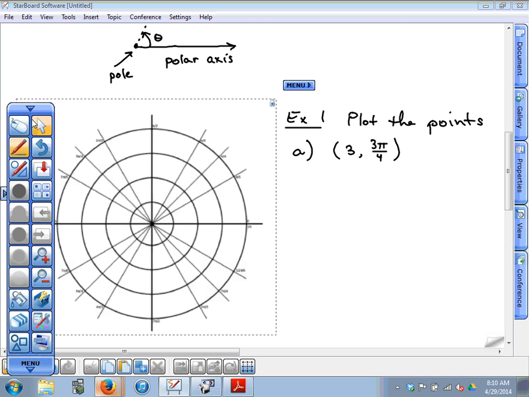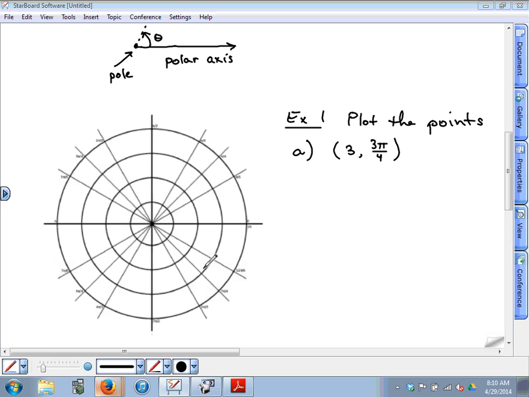And lock. Okay, so we're on the third circle out. Where is 3π/4? Alrighty. So this is the point A. The distance from this point to the pole is 3 units, and the angle measured from the polar axis to that segment connecting the point to the pole is an angle measure of 3π/4.